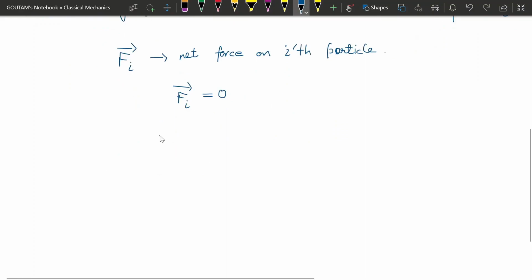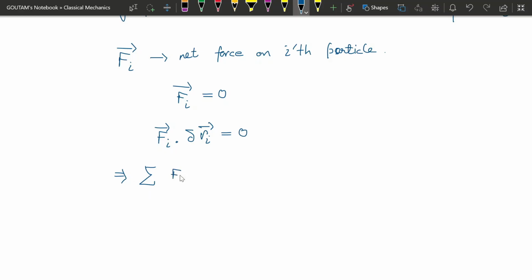So in that case we can write Fi dot delta ri, that will also be 0. So this is kind of the work done due to the virtual displacements. So in equilibrium, the work done due to the virtual displacement for each particle is 0. So we can also take the sum on both sides. On the right hand side, it will always be 0. So let's call it equation 1.